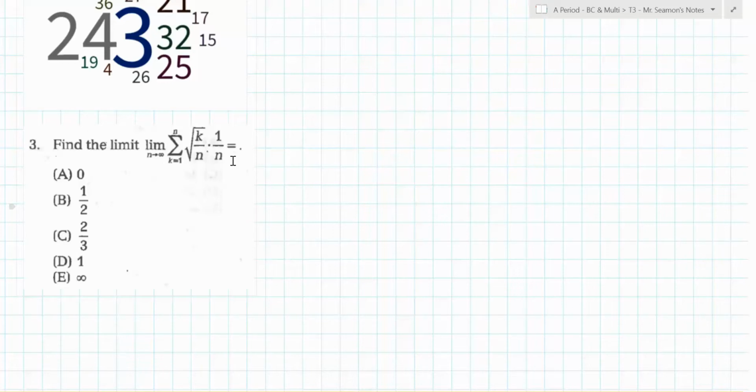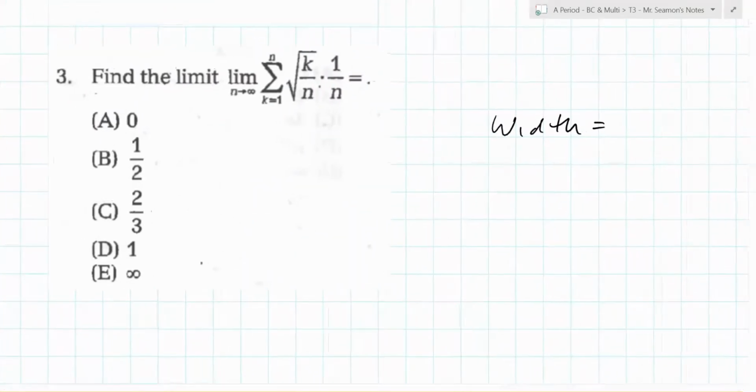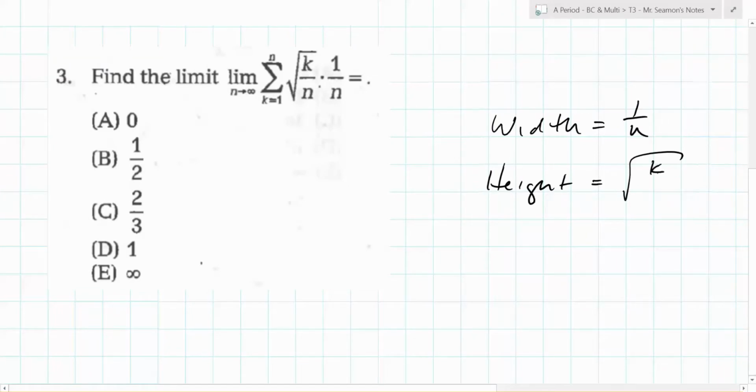So what's the width of each of these rectangles? The width is 1 over n. Right, exactly. The width is 1 over n. What's the height of each of these rectangles? The square root of what? k over n. Exactly. The square root of k over n. Yes, correct.